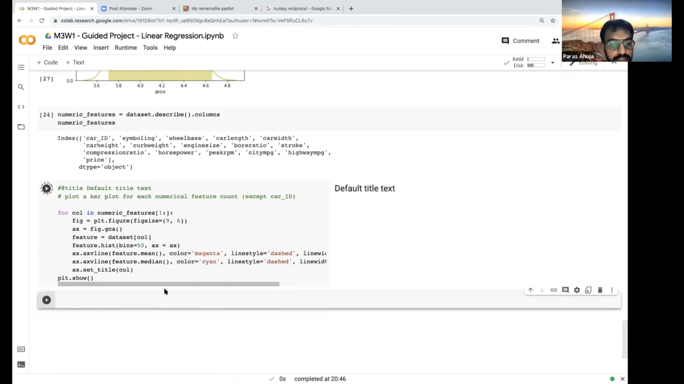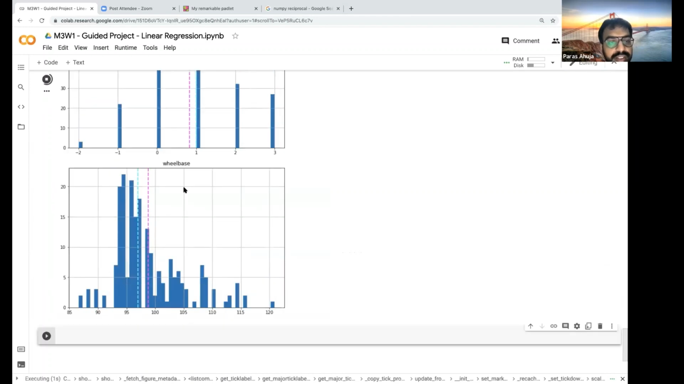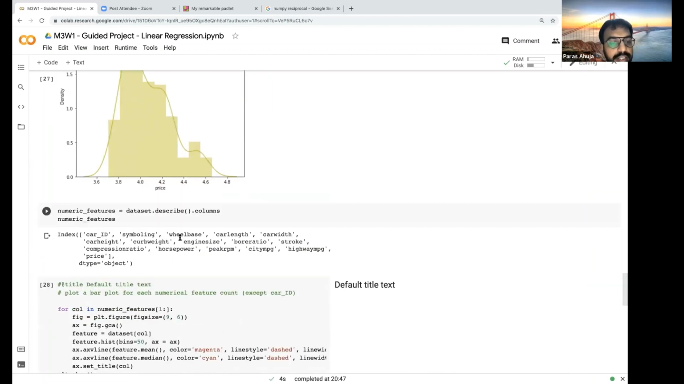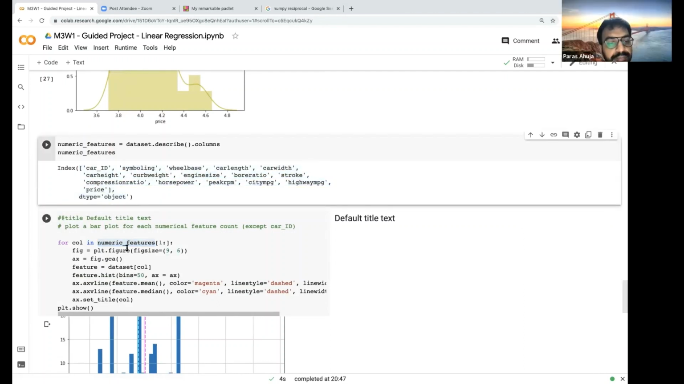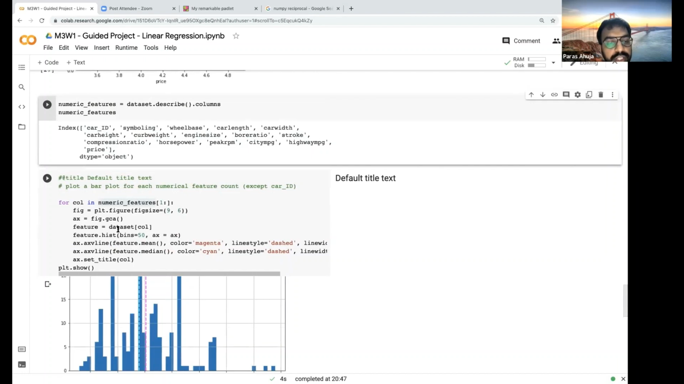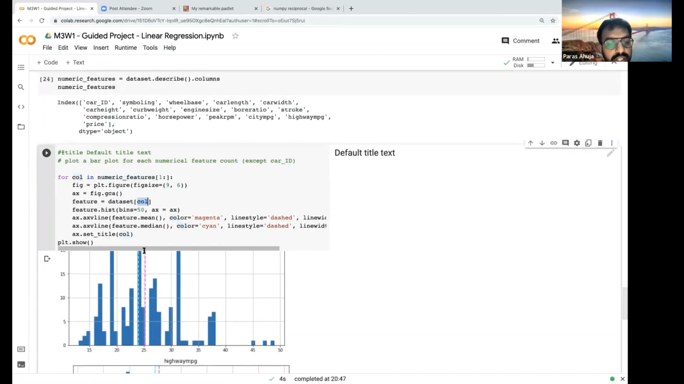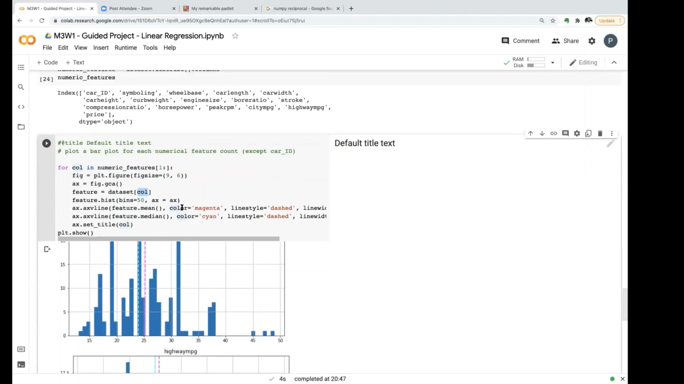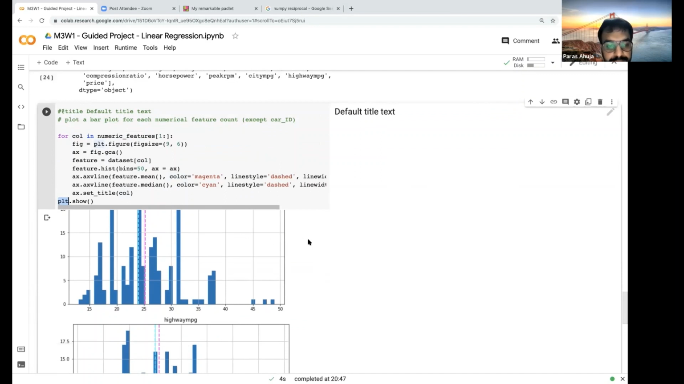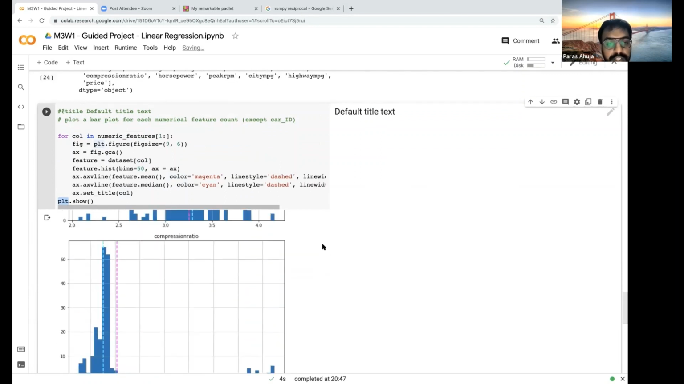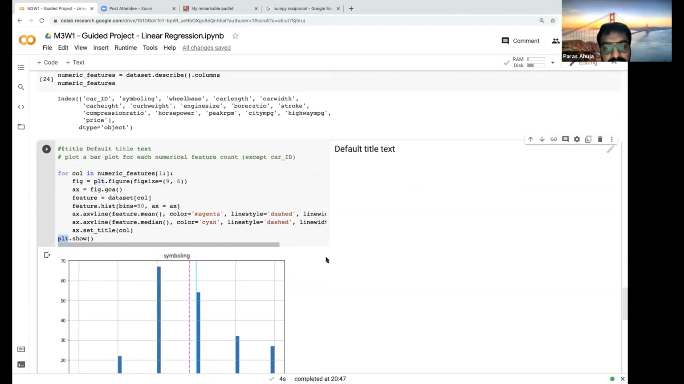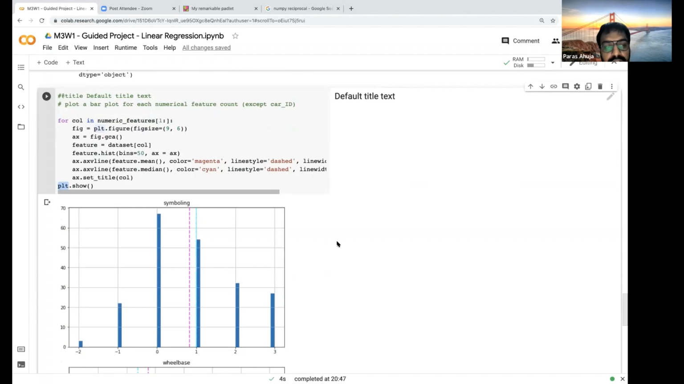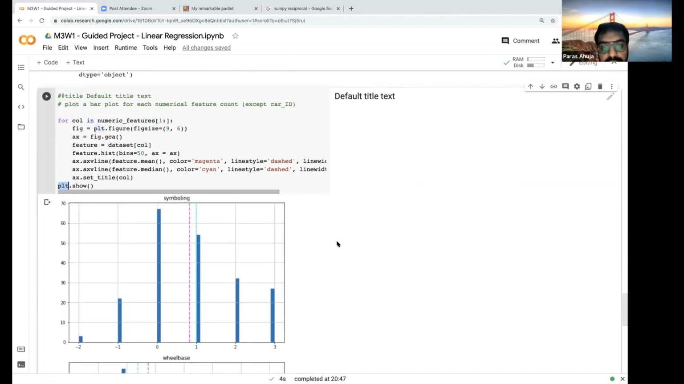Now if you run this, what I'm doing here is taking the numerical features and plotting each of these numerical features with the help of matplotlib. Now we'll go through each graph and see what it shows. And keep in mind, this is only for numerical features.